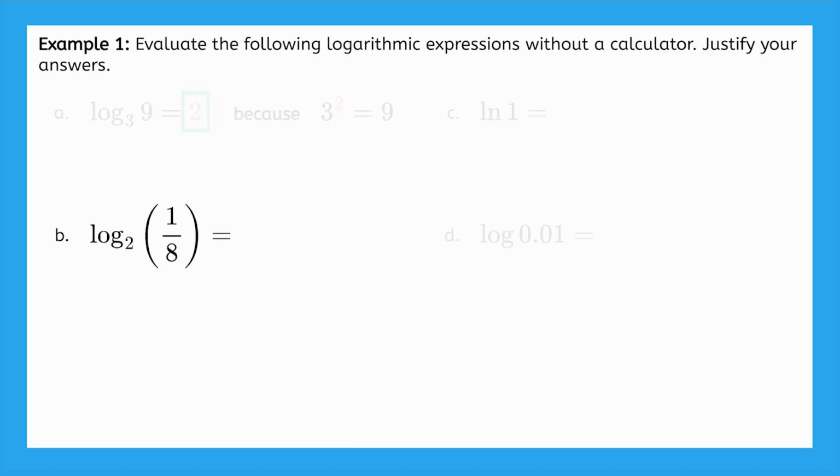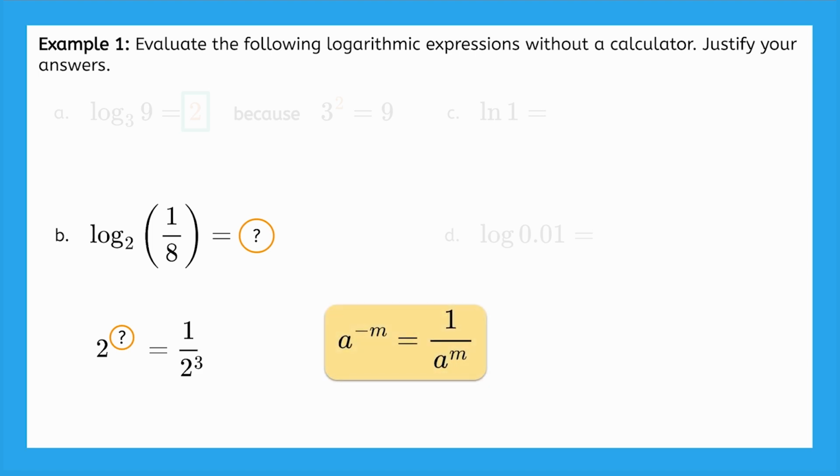Now let's do log base 2 of 1 over 8. What is this logarithm asking for? It's asking us what exponent turns 2 into 1/8. Well, I know 2 cubed is 8, but what exponent would give us 1 over 2 cubed? There is a property of exponents that tells us a negative exponent turns a number into its reciprocal. So the exponent that turns 2 into 1 over 2 cubed should be negative 3. Therefore, log base 2 of 1/8 equals negative 3 because 2 to the negative 3 equals 1/8.